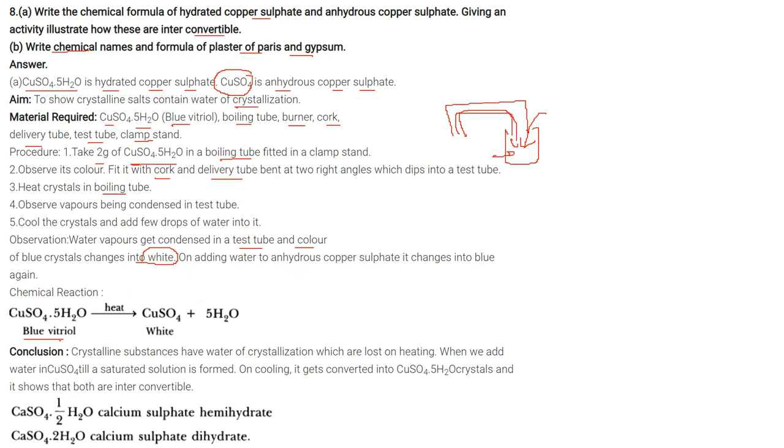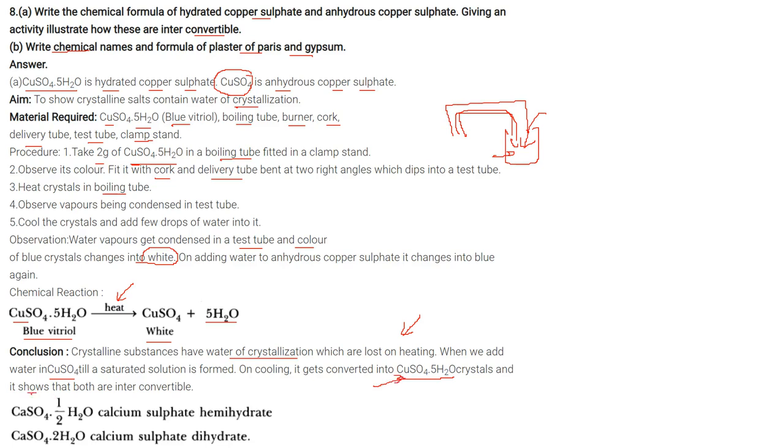This is blue vitriol color, CuSO4.5H2O. When it is heated like this, it becomes CuSO4, which is white in color, with some water. The conclusion is, crystalline substances have water of crystallization which they lose on heating. But when we add water to this CuSO4 till a saturated solution is formed, on cooling it gets converted into CuSO4.5H2O crystals, and again it shows that both are interconvertible and it regains its color.